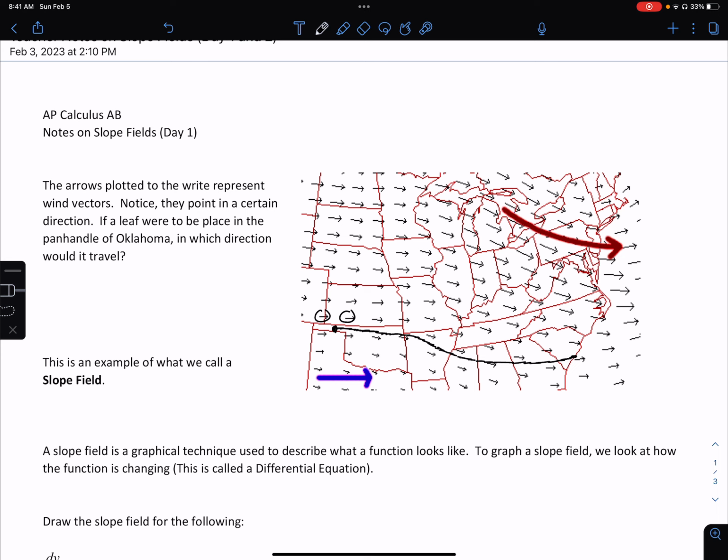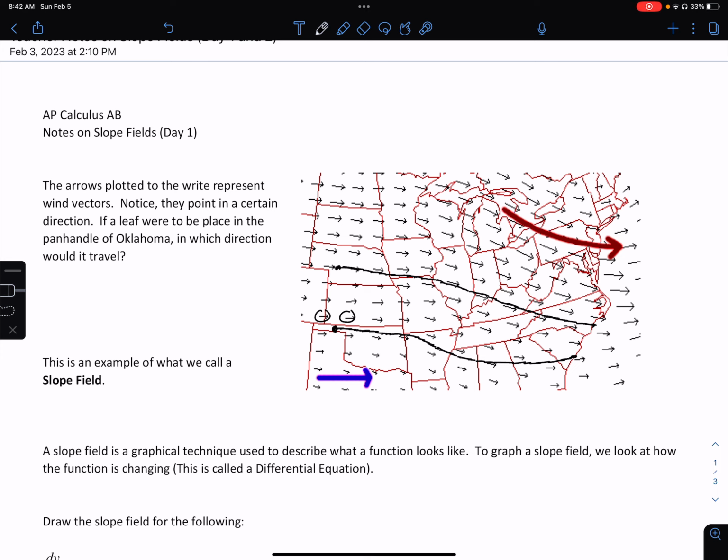For example, let's say instead of leaving in Oklahoma, we start off a little bit north, right about here. Again, what path would it take? Well, it would start off in the same path, but as we keep moving, the wind directions are changing. It looks almost the same direction as it was before, but just slightly more north. That's exactly what slope fields do for us. They give us the direction that a path travels, or in our case, a function will go.